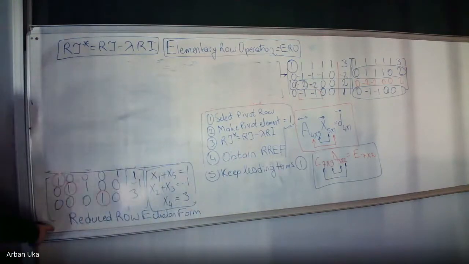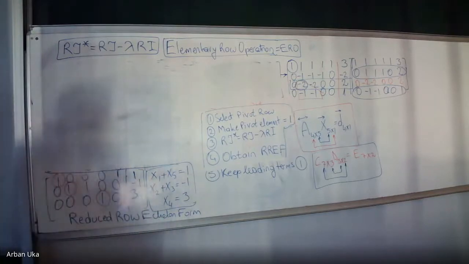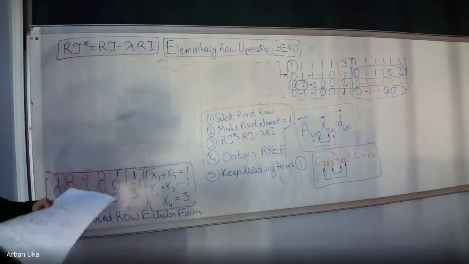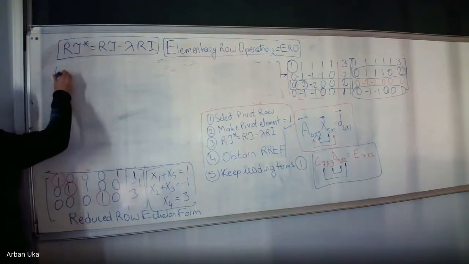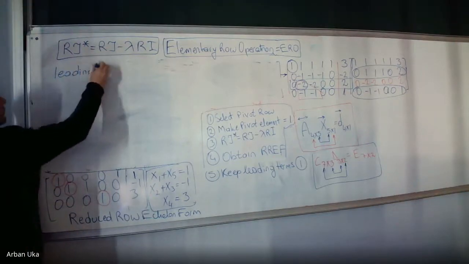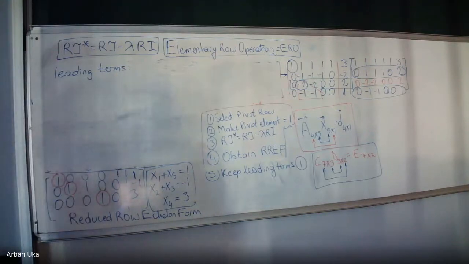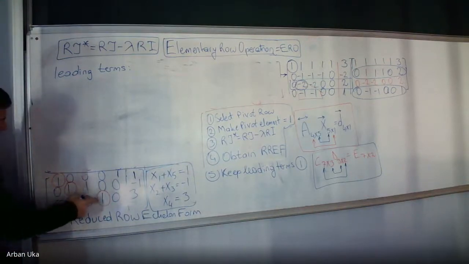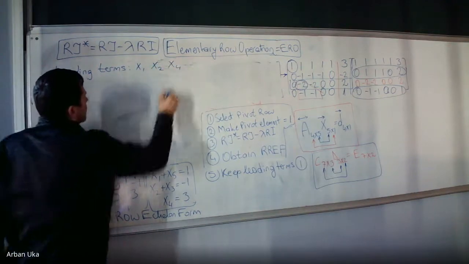So this example that we were working on is called the reduced row echelon form, and it should be an expression where the leading terms are all equal to 1. Now, what we need to do here is determine what the leading terms are. So, which ones are the leading terms here? They are the ones in red. So the leading terms are x1, x2, and x4, okay?